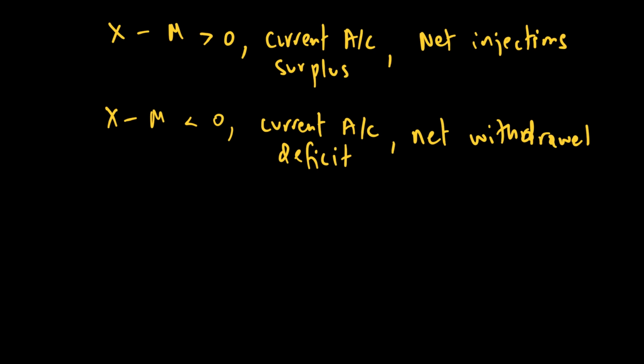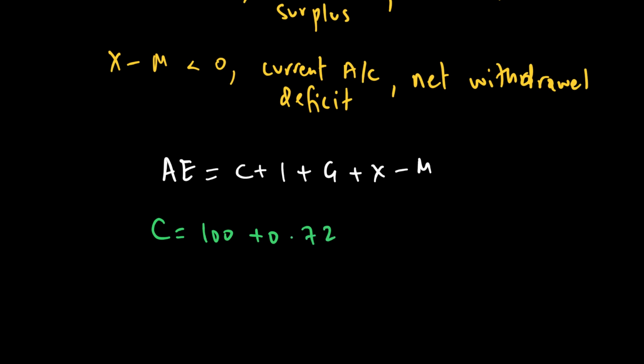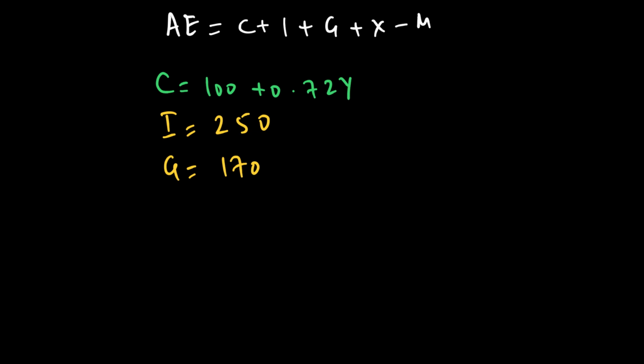Now we move on to our four-sector model, where AE becomes equal to C plus I plus G plus X minus M. I'm going to write my C: C is now 100 plus 0.72Y, of course after adjusting for taxation. Our I is equal to 250. G was 170, as we remember from our last model. Now I have X, which is equal to 540, and M, which is equal to 0.25Y. So now I have C plus I plus G plus X minus M.